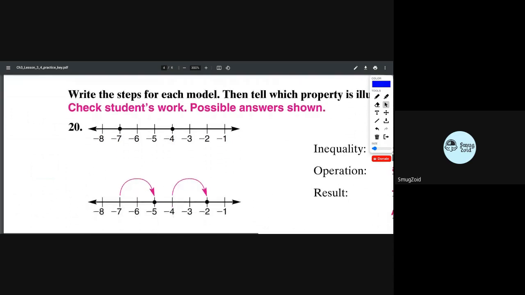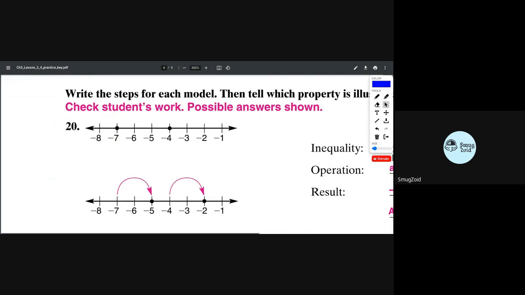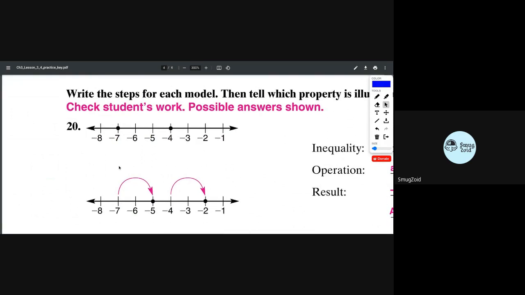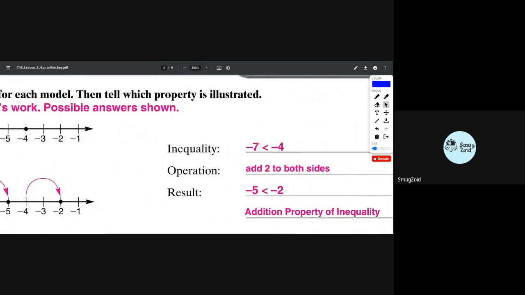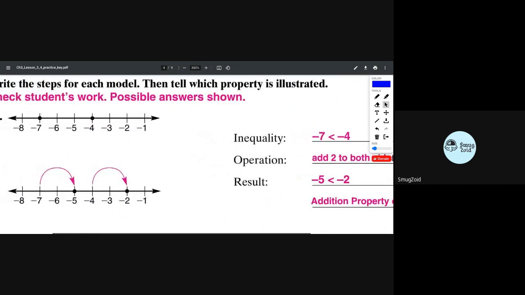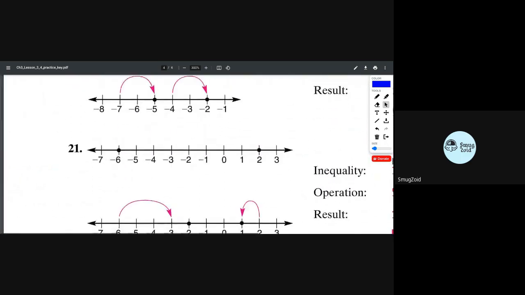So this is interesting. They're going to show you something, and then you're going to deduce what's happening in this case. This is going to go 7 and 4, and it ends up at 5 and 2. Well, you write the numbers back down on the number line and show what happened. They both went down 2. So 7 is greater than 4. Add 2 to both sides, so it's 5 and 2. That's the addition property of inequality. These aren't too hard. We did one in class.